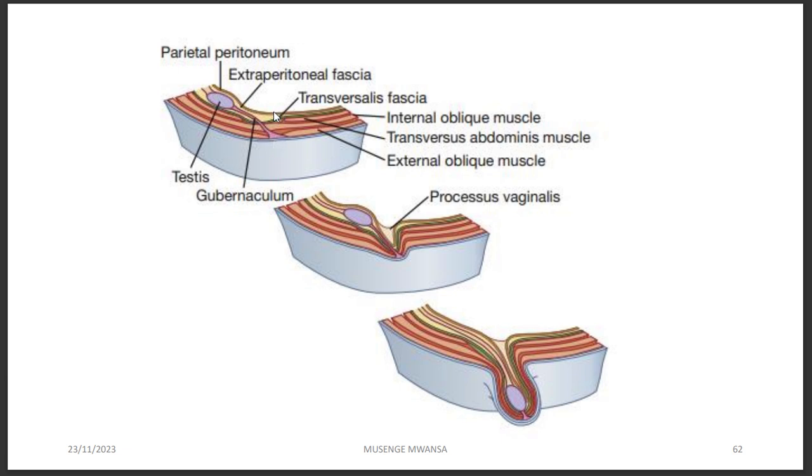And you can see that the transversalis fascia at this point does not form any covering here. And then all the layers are still there: the internal oblique, the transversus abdominis, the external oblique. And then the testis will continue to move down. You can see this outpocketing coming from the abdominal wall, which is called the processus vaginalis. So this is where the testis will be able to come and pass.